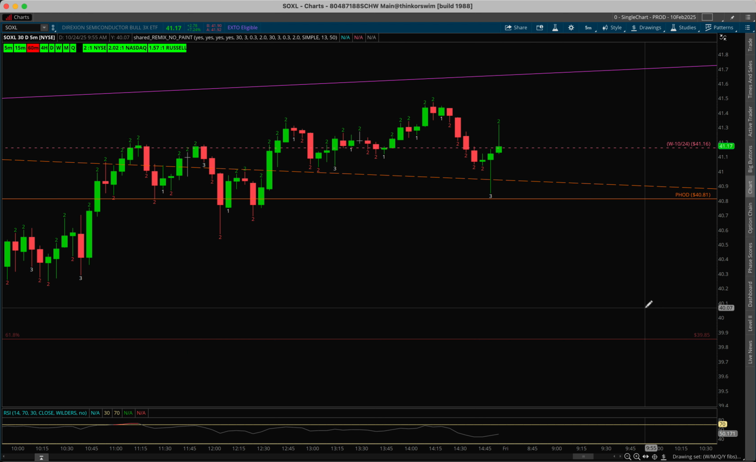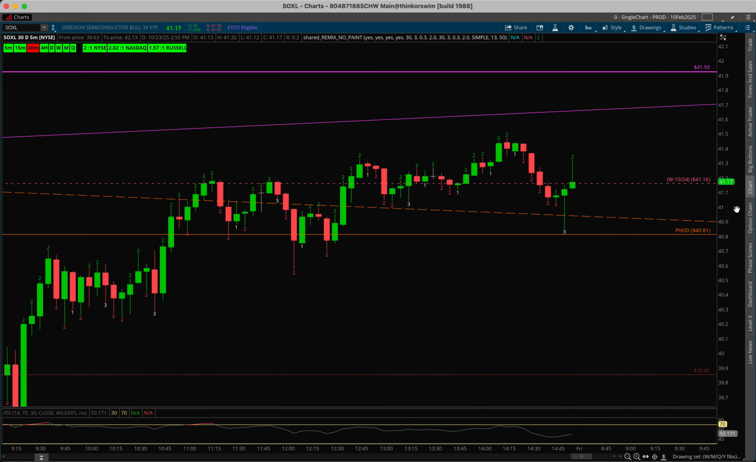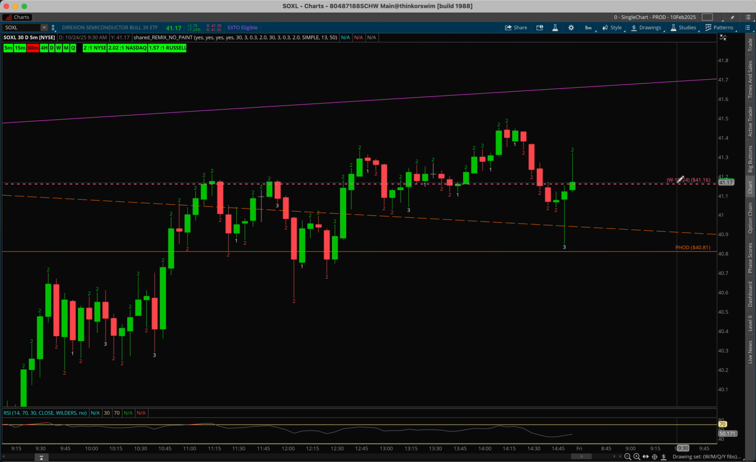And just trying to keep things big. We did finally get price above previous high of day, and that did turn from resistance into support here a couple of times. Stayed up, got to the week flip right here. Week flip is 41.16. So we were below 41.16 this morning.